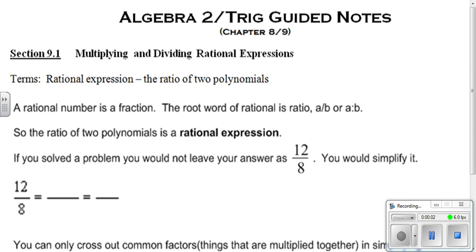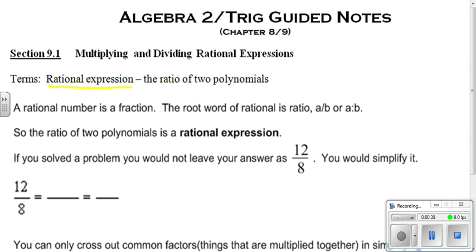In Chapter 9, we're going to be talking about rational expressions and rational equations. Now, a rational expression is just the ratio of two polynomials. So, similar to a fraction, whereas a fraction would just be one number over another, like 1 over 5, a rational expression would be something like x plus 1, a binomial, over x plus 3. So one binomial over another. Anytime we have a ratio of two polynomials, one over the other, that's considered a rational expression.